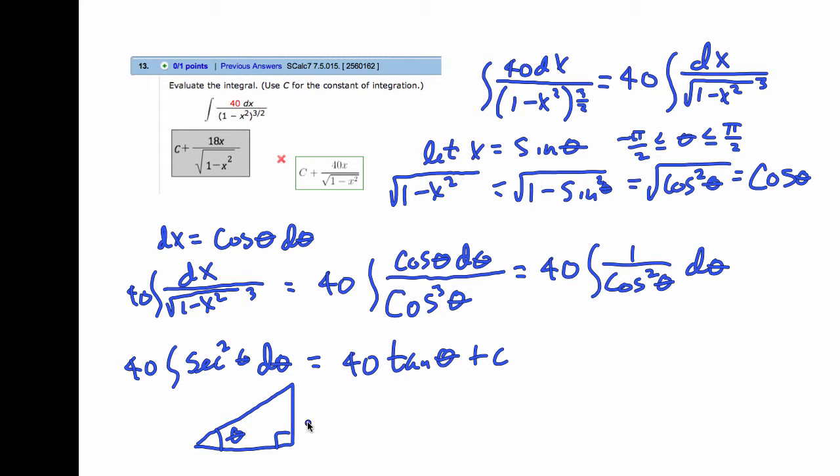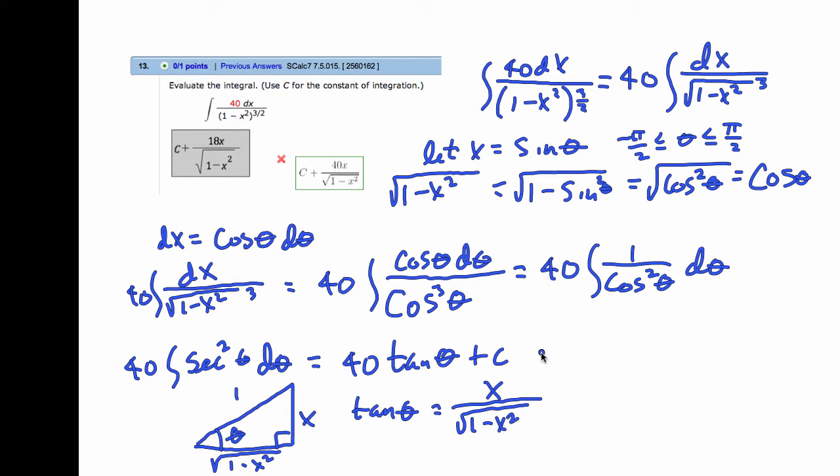And we said that the sine of theta was going to be x. So that's opposite over hypotenuse. x over 1 is x. That makes this side, using the Pythagorean theorem, the square root of 1 minus x squared. Okay, well then the tangent of theta is going to be opposite over adjacent. So that'll be x over the square root of 1 minus x squared.